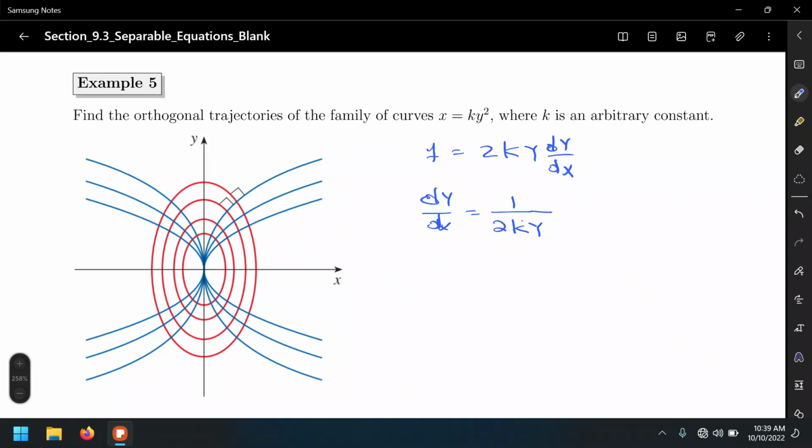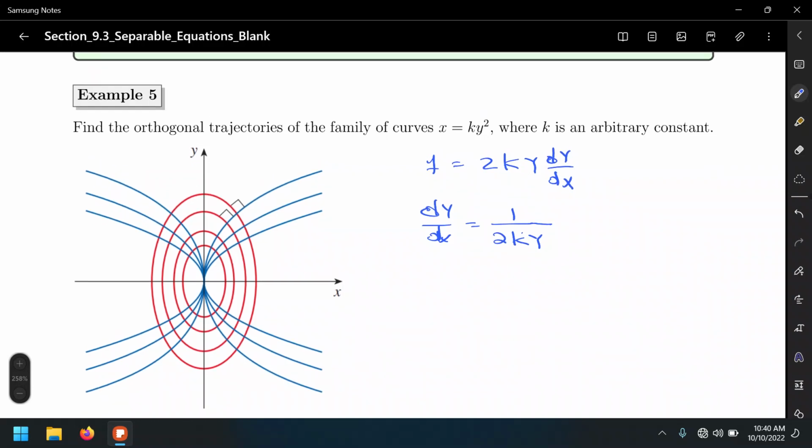However, in this case, this k needs to be replaced with its corresponding values of x and y. So we're going to use the original given equation, or implicit function. Well, it's technically not a function. Solve for k, and k equals x over y squared. So this is what we're going to do. We're going to replace this quantity over here.